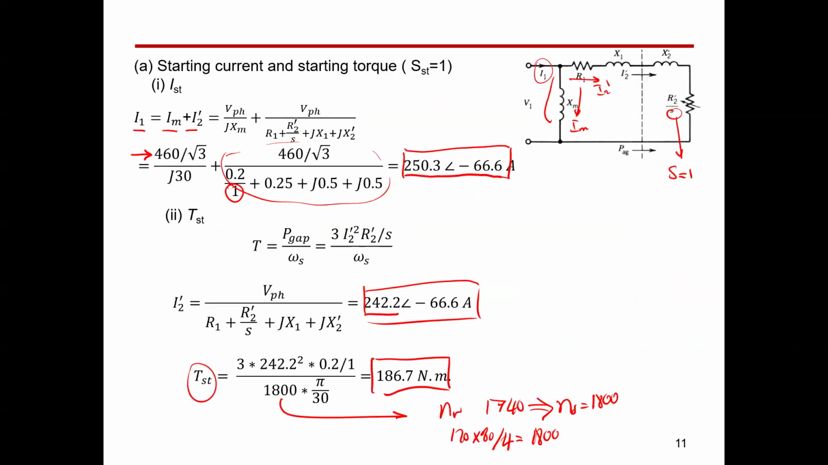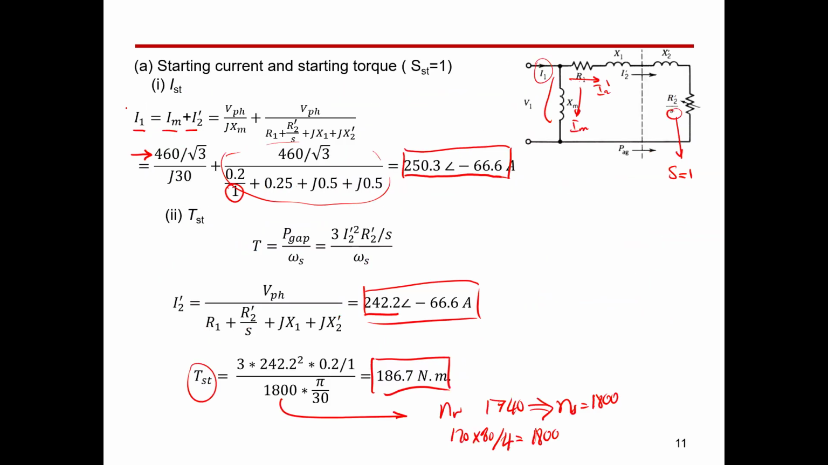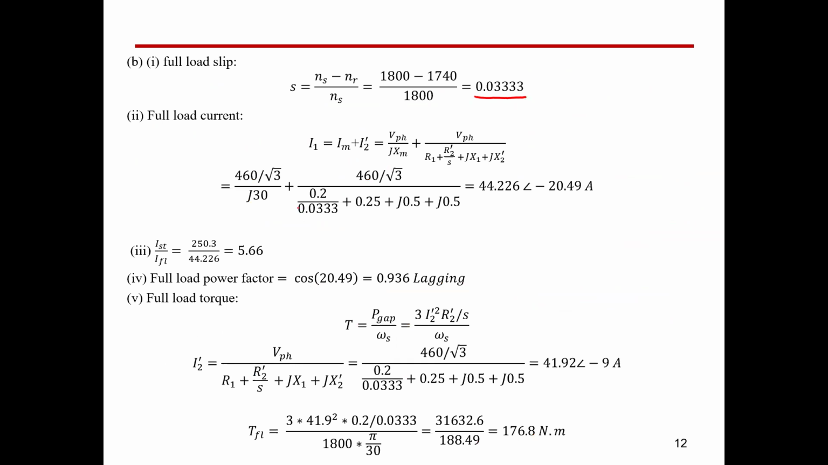I'm expecting now he will ask, find the other current and torque at this operating condition. So he asked here, find the full load current. So starting with the full load current, we are gonna do the same equation, okay, but at S equals 0.0333. So the same here, guys, we did the same, but at the S that we have, and we got this value of current.